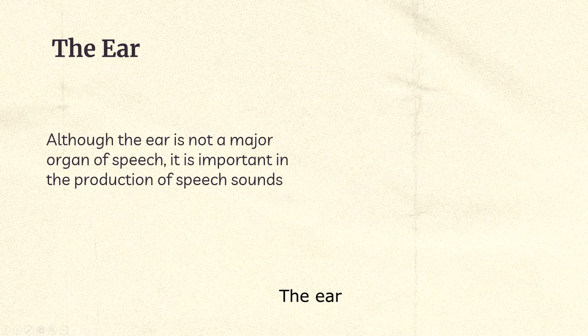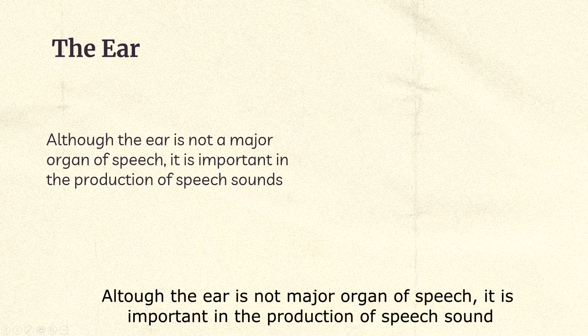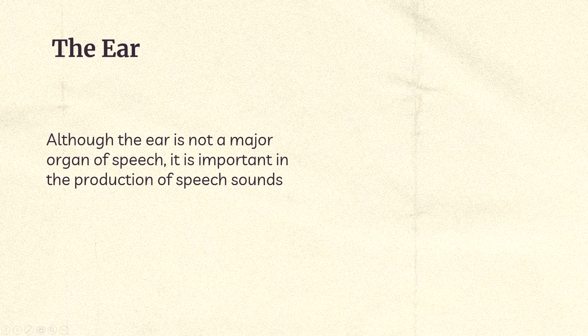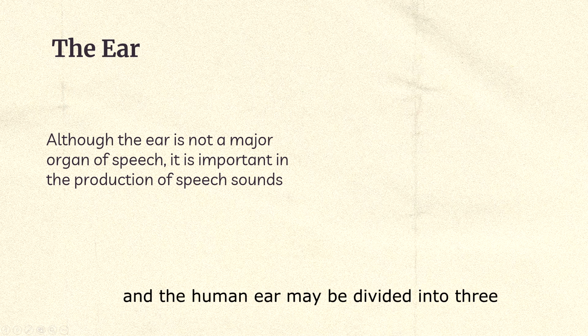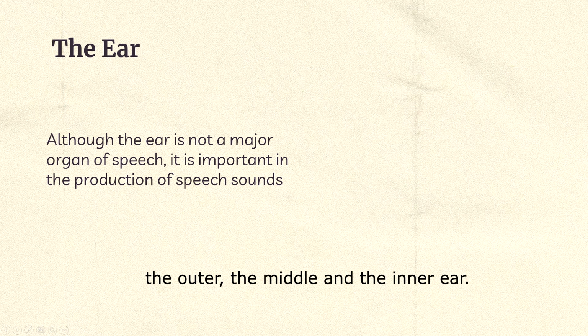The ear. Although the ear is not a major organ of speech, it is important in the production of speech sounds. The main organ of hearing is the ear, with the help of which speech is heard and interpreted. And the human ear may be divided into 3: the outer, the middle, and the inner ear.